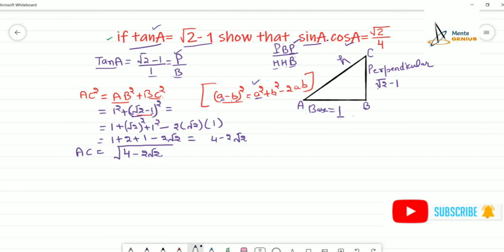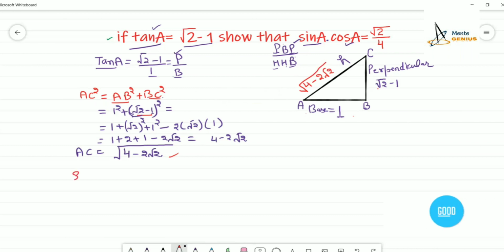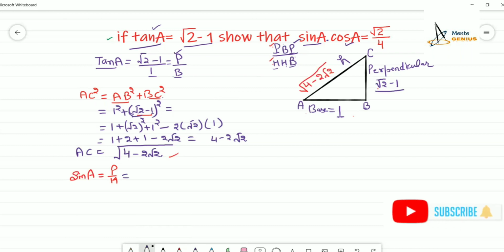Now we have the value of hypotenuse as AC is equal to this one. Now we can easily find the value of sin A. Sin A will be equal to P by H, where P is perpendicular and H is hypotenuse. P by H. Now I am filling the values here. P, perpendicular, is equal to root of 2 minus 1 by hypotenuse, which is equal to 4 minus 2 root 2 under root.